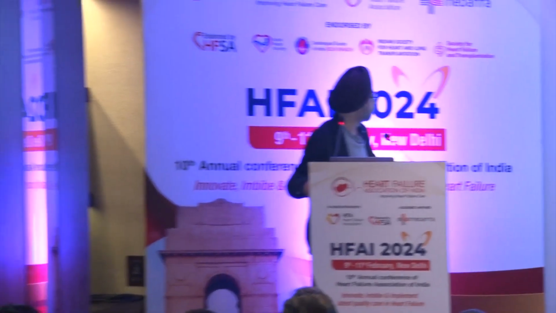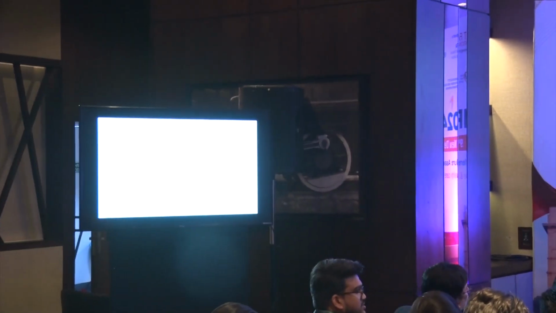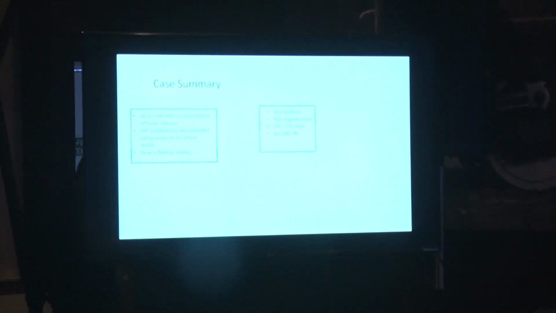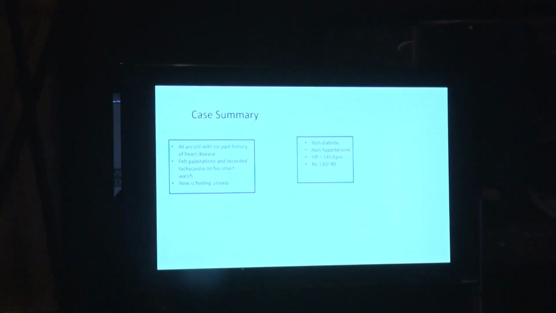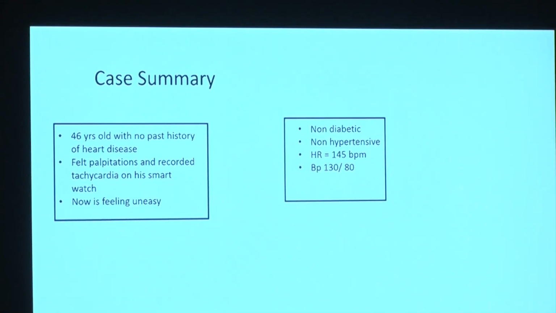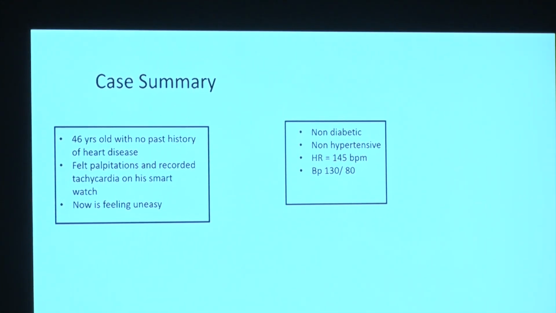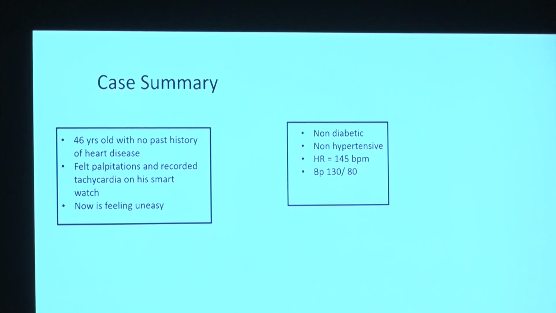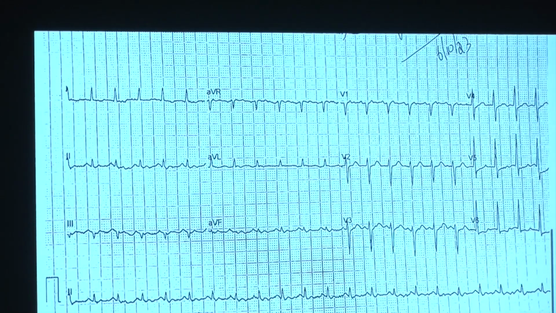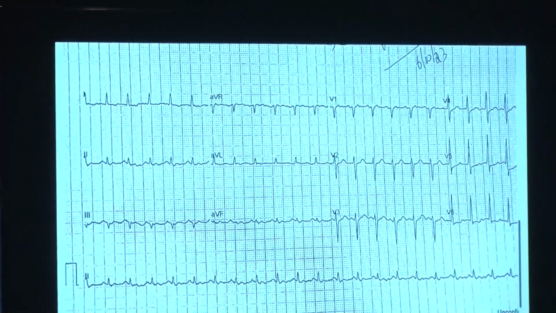So this is a gentleman who is 46 years old, no past history of heart disease. He felt palpitations, and he had an Apple Watch, and he recorded a tachycardia. An alert was given, and he came to the emergency room. Now he started feeling uneasy. He knows this heart rate is fast, 145, and he's uneasy.